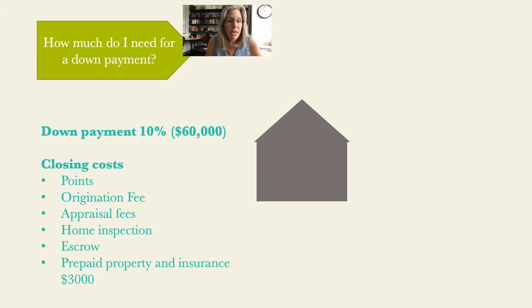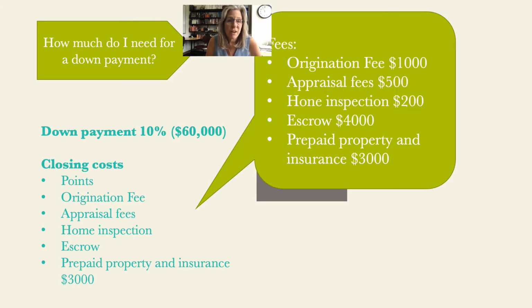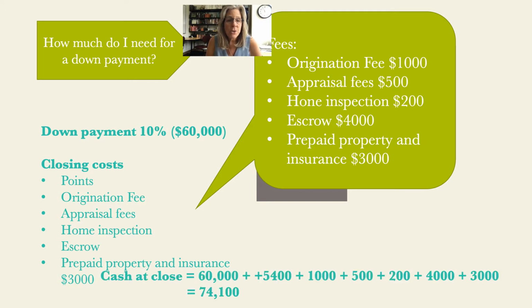When we look at all the other expenses, there's a bunch of other stuff that needs to be included: origination fees, appraisal fees, home inspection, escrow, prepaid property tax. You can look these up to see what they are, but there are several things you need to pay up front beyond just purchasing the house. So the total amount you'll need to come up with when you buy the house is $74,000. That's a lot of money, the down payment plus all these closing costs. But it's good to know ahead of time.